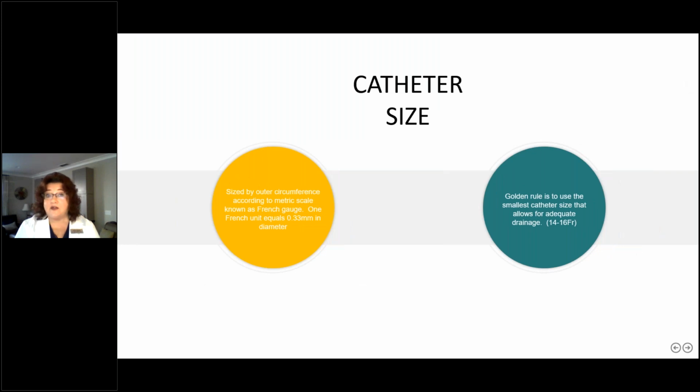Then we look at the catheter size. So again, you want to use the smallest catheter size that allows for adequate drainage, which would be your 14 to 16 French. The size is the outer circumference, and it's according to a metric scale known as French gauge, in which 1 French unit is 0.33 millimeters in diameter. So that's how they measure that.